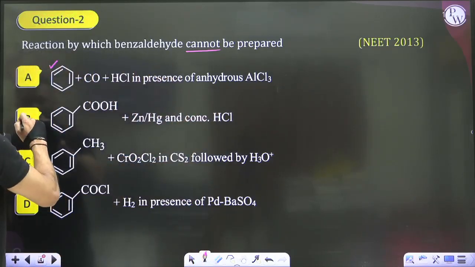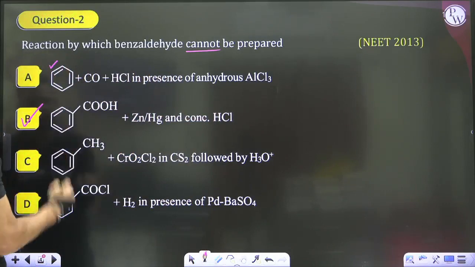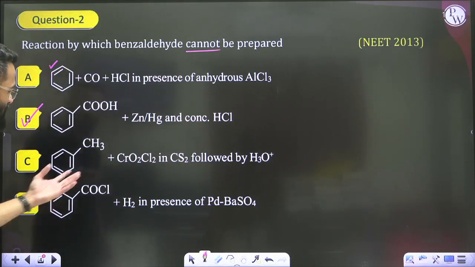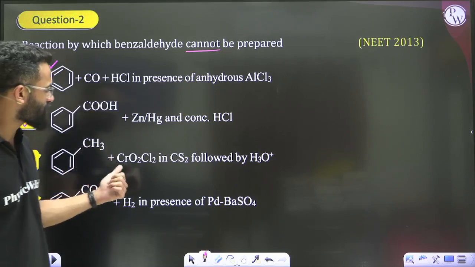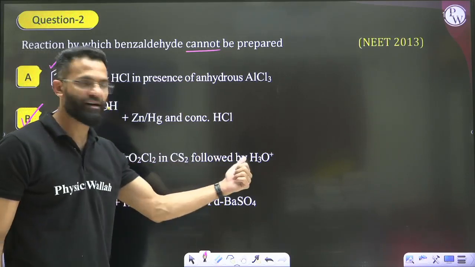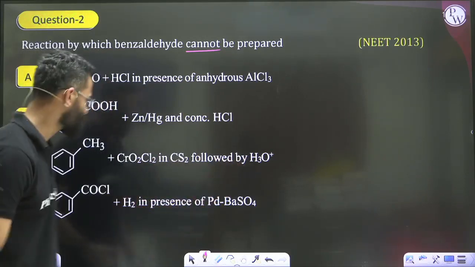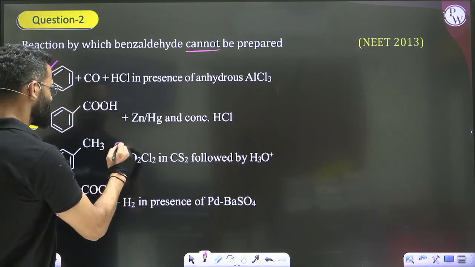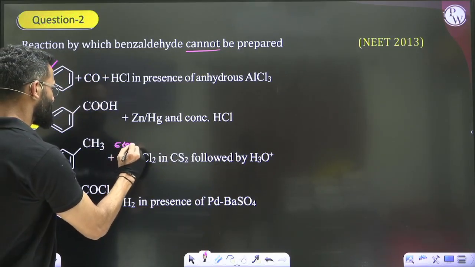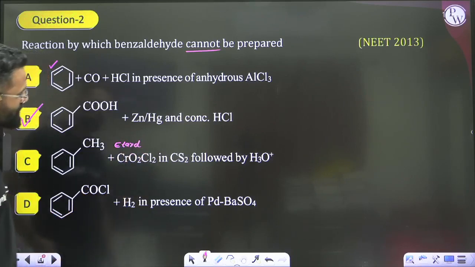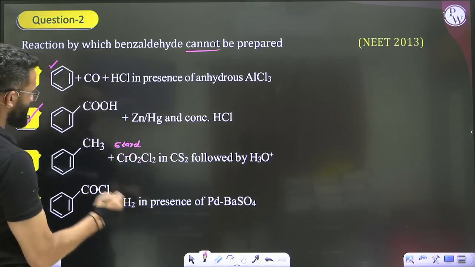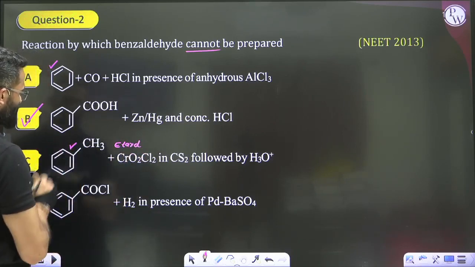So this is going to be our right choice. But let us verify B, C and D as well. See here, C6H5CH3 plus CrO2Cl2 in CS2 followed by hydrolysis. This is the Etard reaction, right everyone? So this reaction that they're talking about is the Etard reaction. And the Etard reaction is a method of formation of benzaldehyde, meaning this will produce benzaldehyde. So not our right answer.